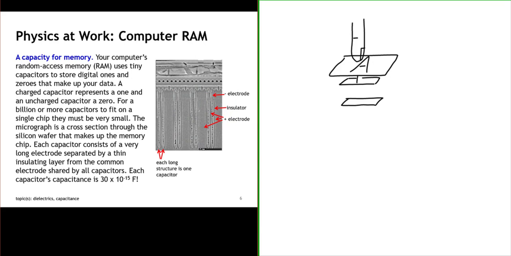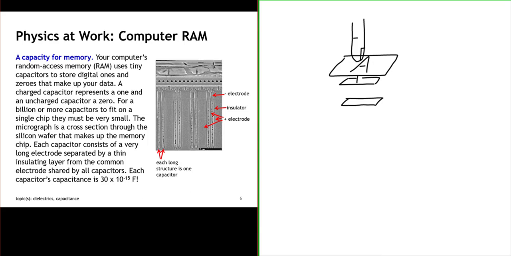Another very common and necessary application of capacitors is computer RAM. The computer in which I am presenting this demonstration has quite a bit of RAM in it. Now, your computer's RAM, which is an acronym for Random Access Memory, uses tiny capacitors to store digital ones and zeros that make up your data. A charged capacitor represents a 1, and an uncharged capacitor a 0.